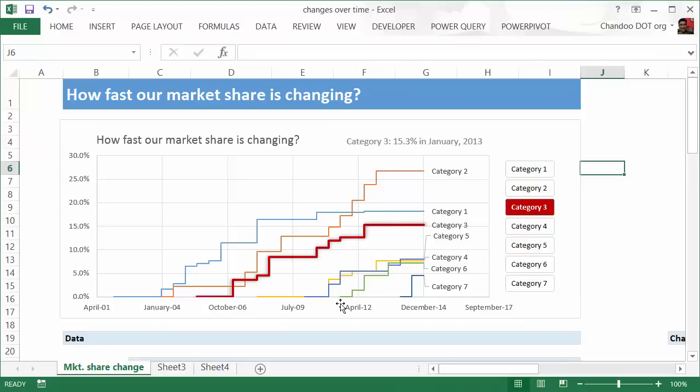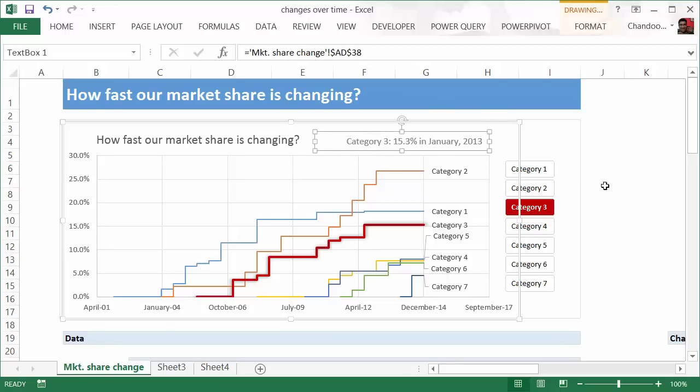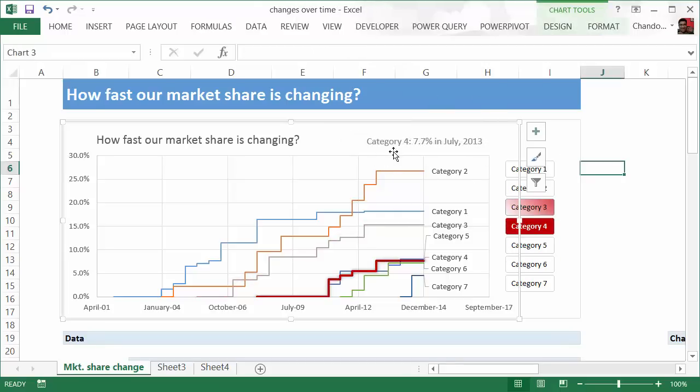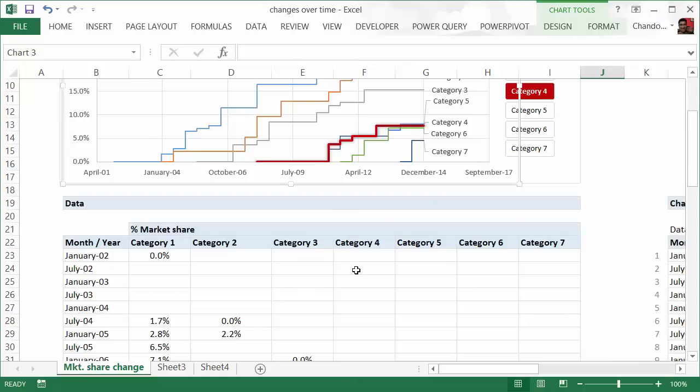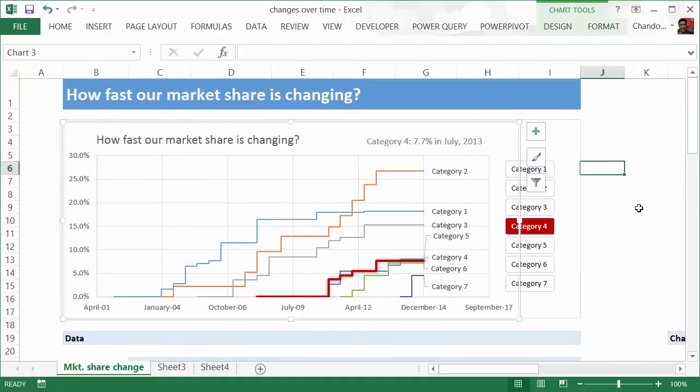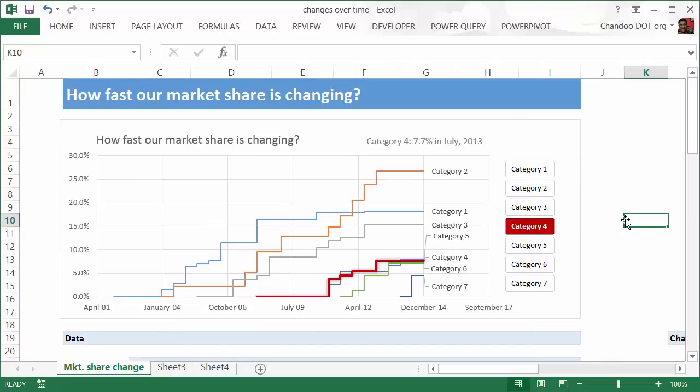Just so that we could add some additional insights, I have created a text box that shows me, for the selected category, the latest percentage value in the latest month for which we have data. So that gives me some additional insight. Now you could go ahead and build some more on top of this. For example, you could do an animated version of it, that is, upon slicer selection we could animate the highlight chart, or even do something else on top of it.